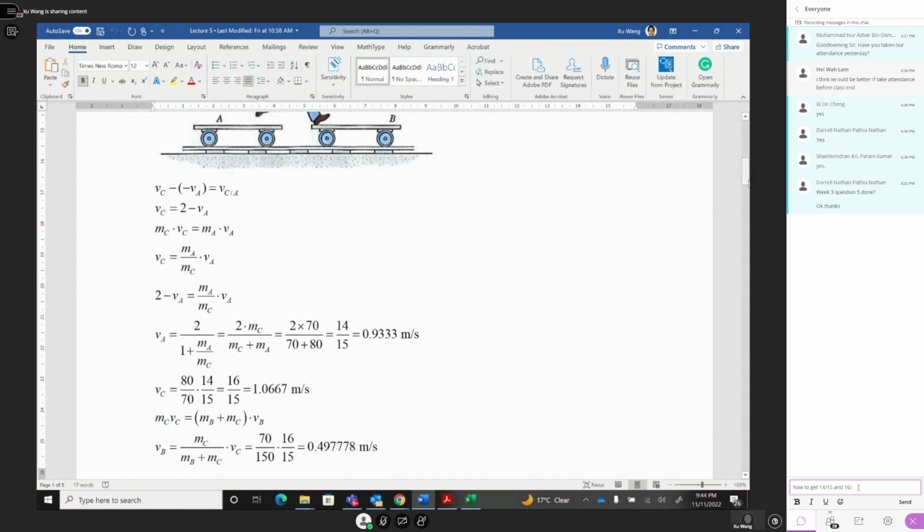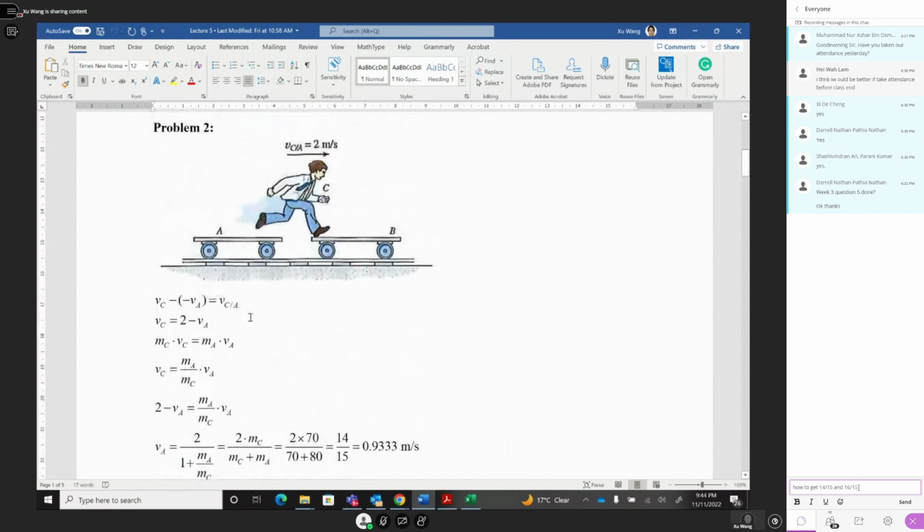So first of all, you have to study VC, because relative speed is VC minus VA, but your VA goes in the opposite direction. That's called minus VA. That's the tricky part, okay? And the minus becomes plus, so that's why you get VC equal to VCA, and then move this VA over to the other side, 2 minus VA. That's the tricky part.